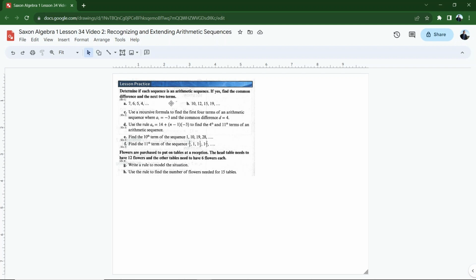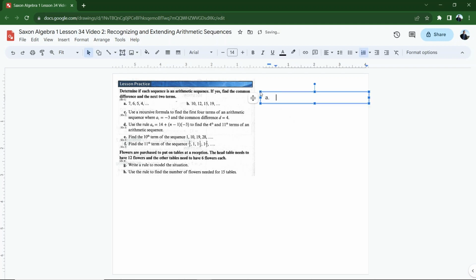Okay, so if these are arithmetic sequences, what's going to happen is if I subtract the previous term from each term, I should get the same number. 6 minus 7 is negative 1. 5 minus 6 is negative 1. 4 minus 5 is negative 1. Yes, A is an arithmetic sequence. So I'm going to say A.